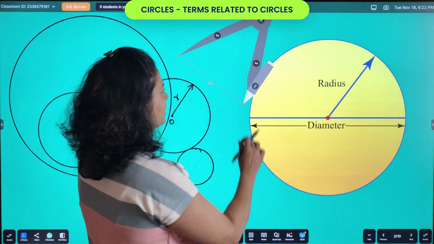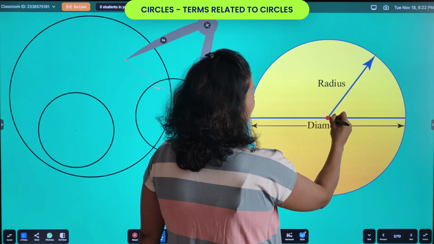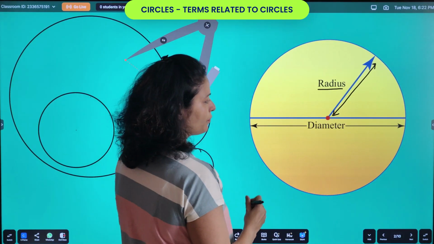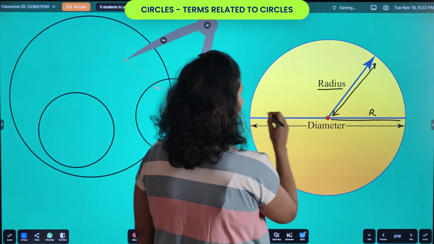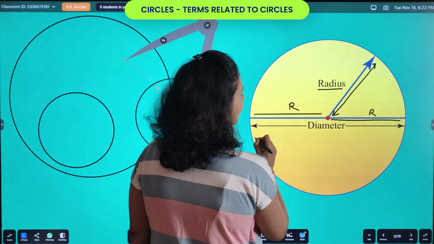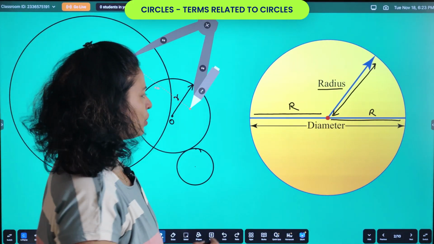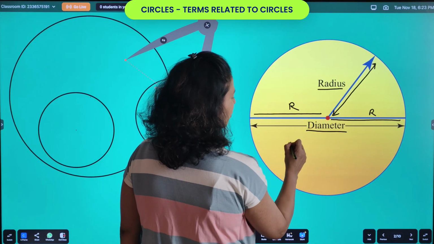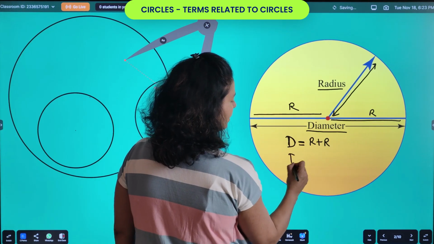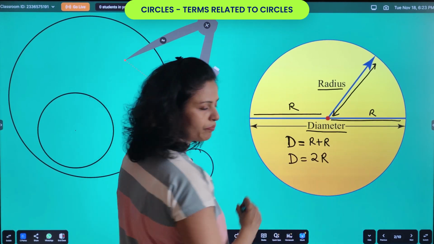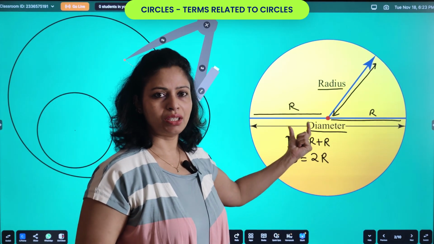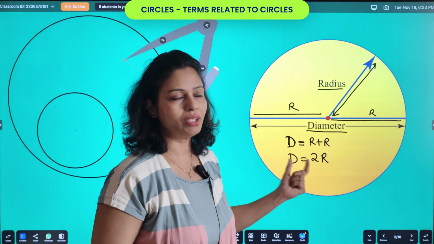All right, so if you see from this figure, this is the fixed distance. This is the radius. This is also a radius, and even this is also a radius, which is at a fixed distance from the center. Now if you combine two radii, what do you get? You get the diameter. Diameter is r plus r, or we can write diameter is equal to 2r. So the diameter is twice the radius, 2 times the radius, or double the radius.